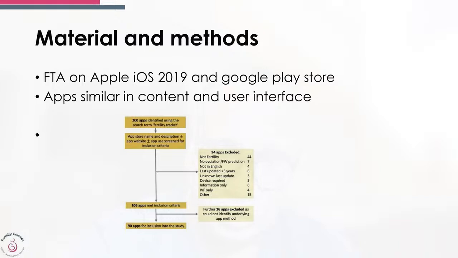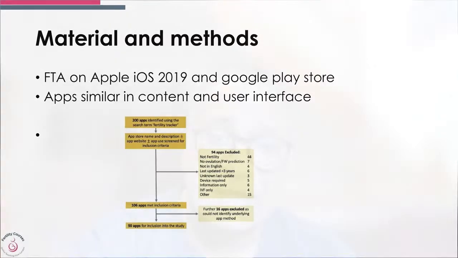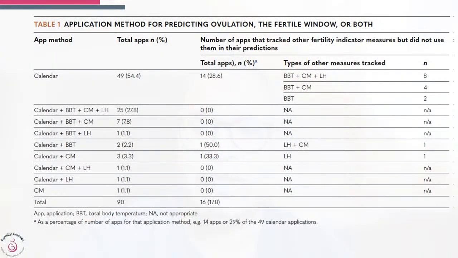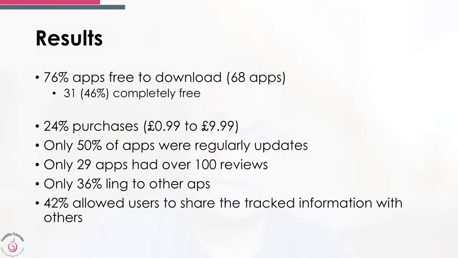So if you looked at 2019 and the Google Play Store and Apple iOS, the apps were similar in content with user interface. And they looked at various matters. They looked at calendar, they looked at basal body temperature, LH level. So we see it was trying to use certain data points with which they'll be able to predict these. And when you look at the results, 76% of apps were free to download. 24% cost anything between £1 to £10.